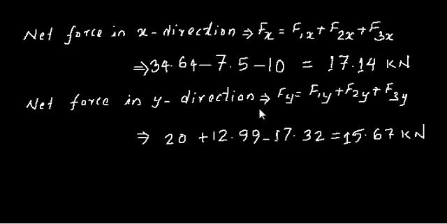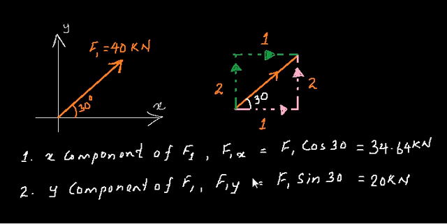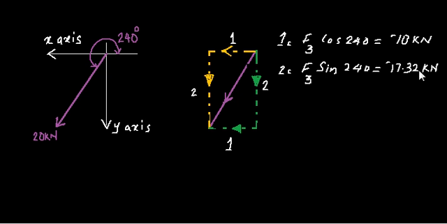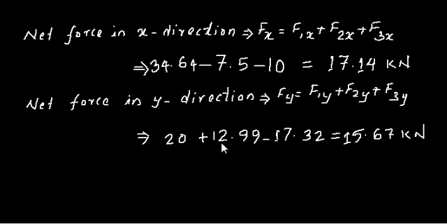And for the net force in the y direction, you have Fy equal to F1y plus F2y plus F3y. We have already calculated the y component of the first force as 20 kilonewton, for the second force 12.99 kilonewton, and for the third force minus 17.32 kilonewton. So the net force is 20 plus 12.99 minus 17.32, that is 15.67 kilonewton. You can check it out by yourself.